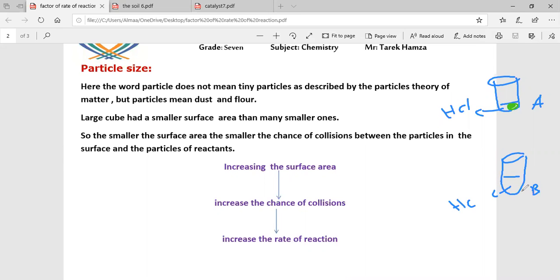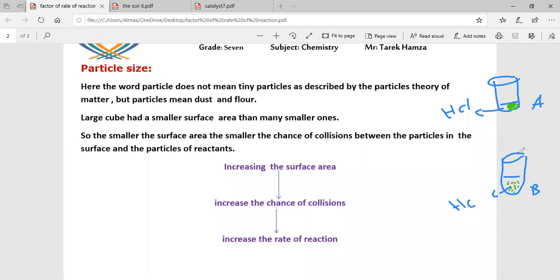Here in test tube B, put 1 gram of iron, but in simple powder particles, but the same amount of mass. But here it has one piece, but here it has large pieces.